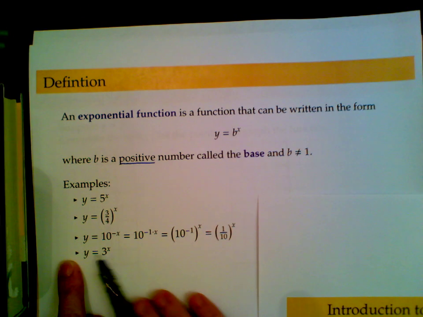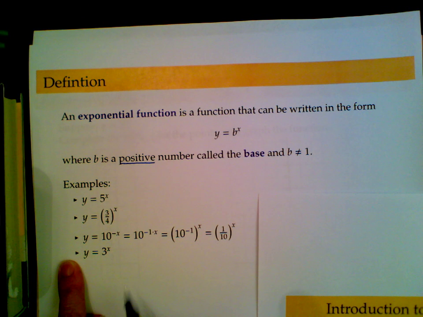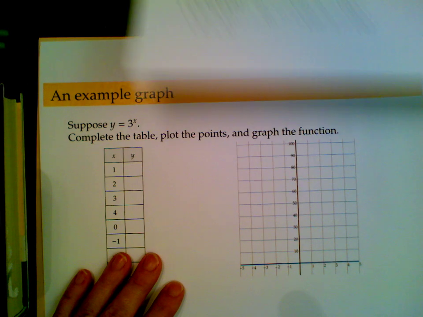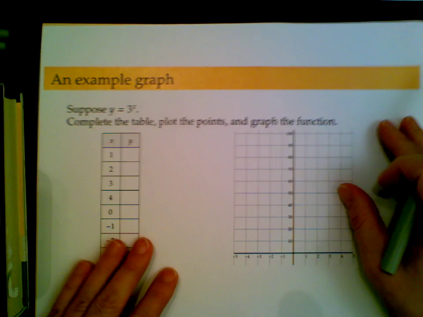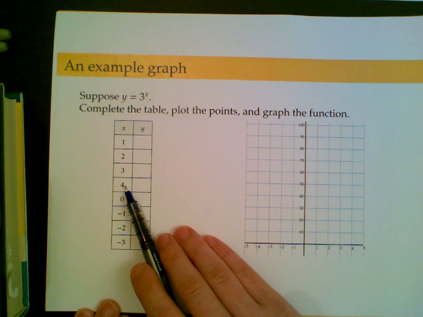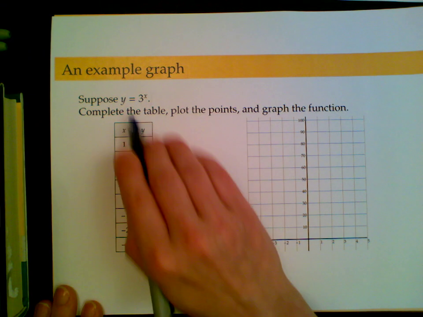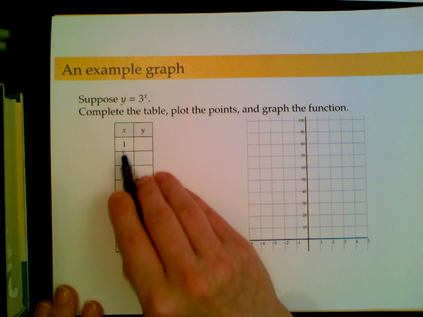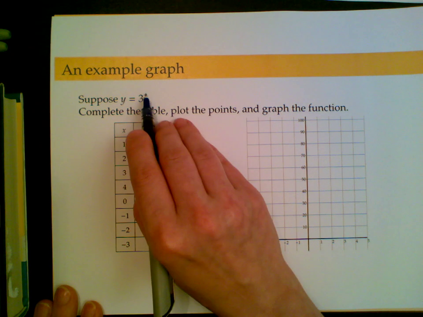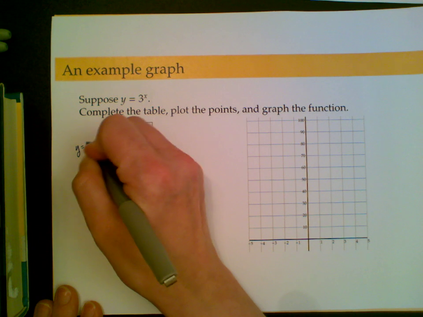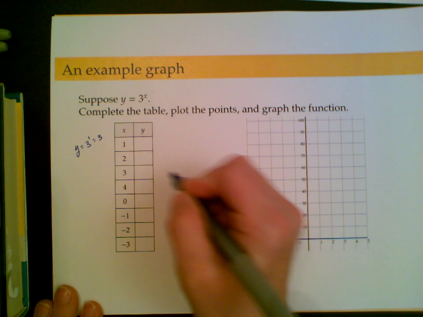And then finally, y equals 3 to the x, not just any number to the x. That one is what we're going to graph on our next so-called slide. So we're going to complete this table and plot some points and graph the function. So I've got 3 to the x. If I'm going to use 1 as my input, that's going to give me y equals 3 to the 1, which is just 3.